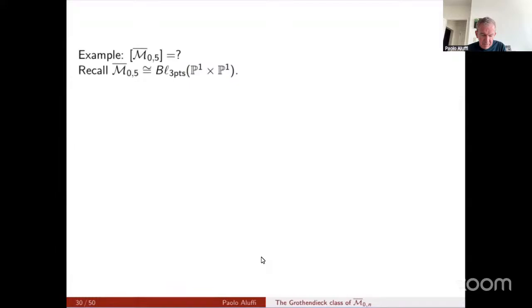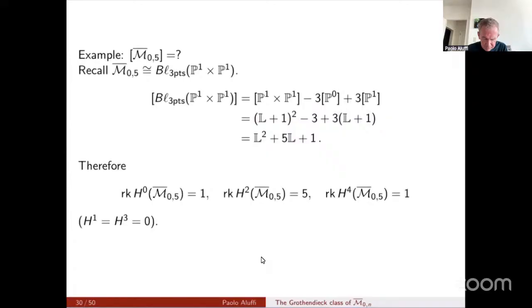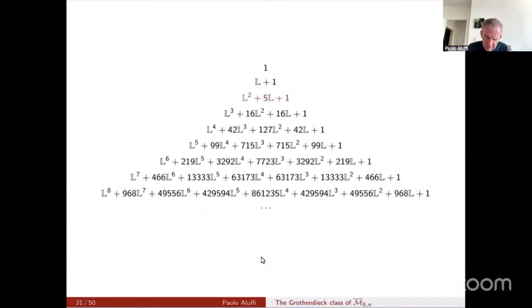So what about M0,5 bar? I tried to convince you that M0,5 bar is the blowup of P1 cross P1 at 3 points. And then you know how blowups work. You take your variety, you throw away the points, and you replace them by P1s. So there you go. This is a complete computation of the Grothendieck class of M0,5 bar. And you should compare that with, yeah, this is what it means in terms of Betti numbers. And remember, I had this tree of classes at the beginning. The third line was this. Now you know why it is that. You can compute it yourself. In fact, at this point, you can go home and compute all of these yourself because you have all the information you need, really.